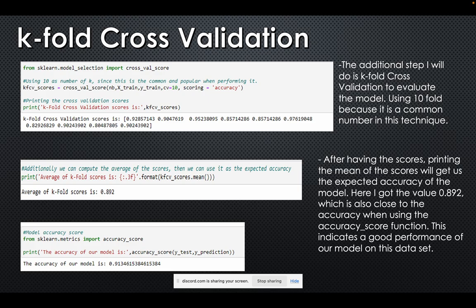And we can use this to compare with the accuracy of the model using the accuracy score function. As we can see, the average k-fold score I got is 0.892, and the accuracy score I got from the function accuracy score is 0.91. They're pretty similar, so we're pretty confident our model's accuracy is around 0.9.